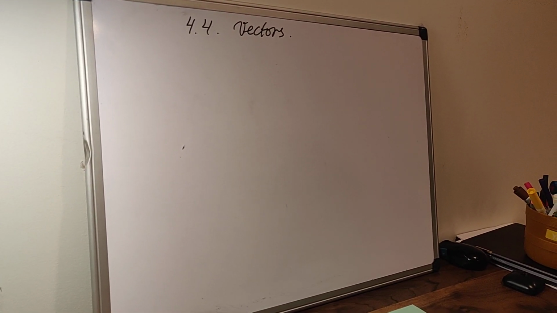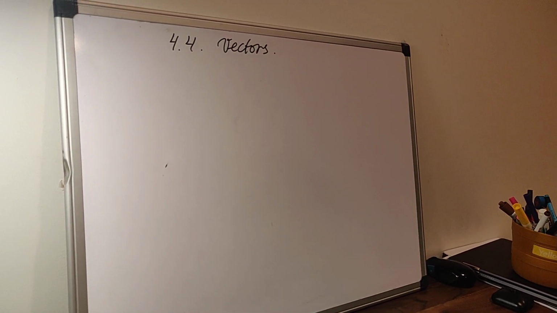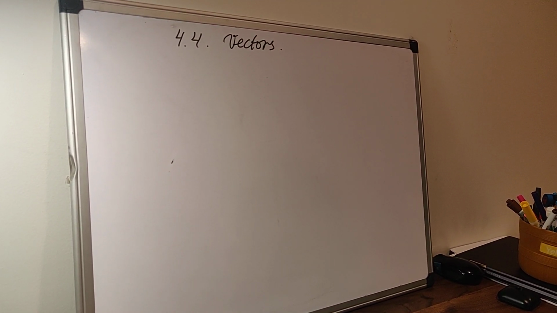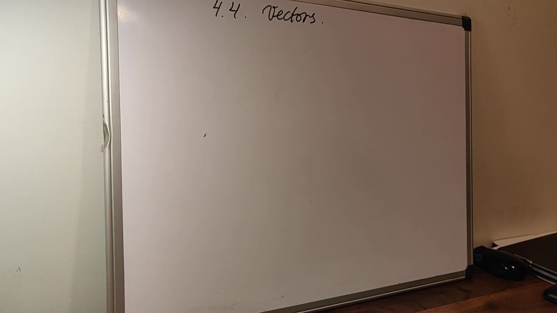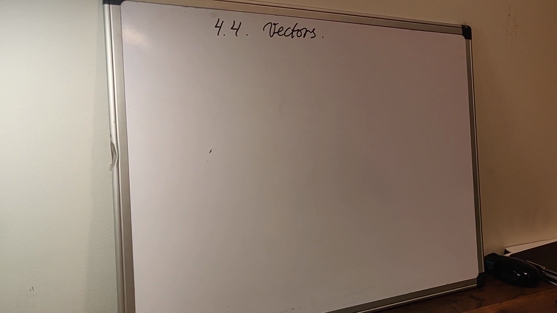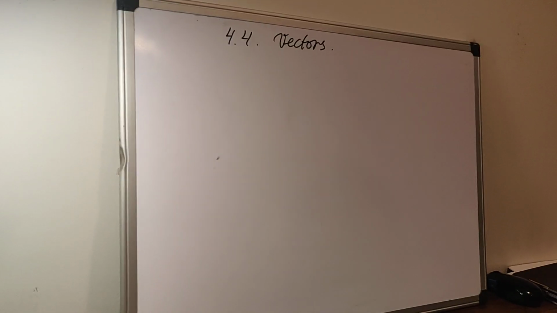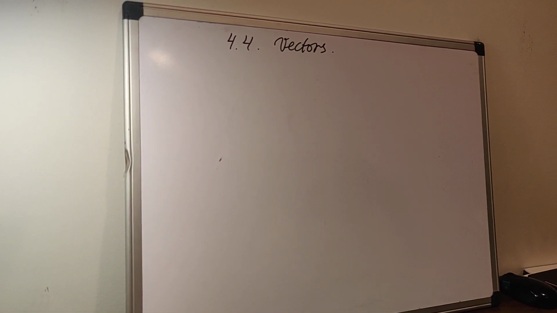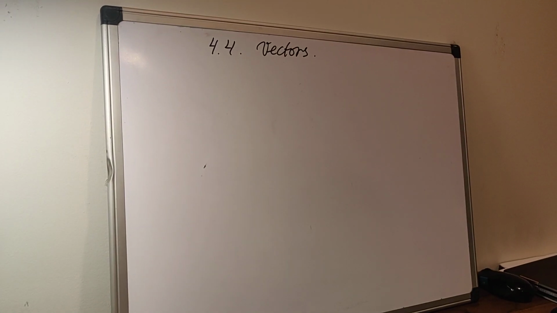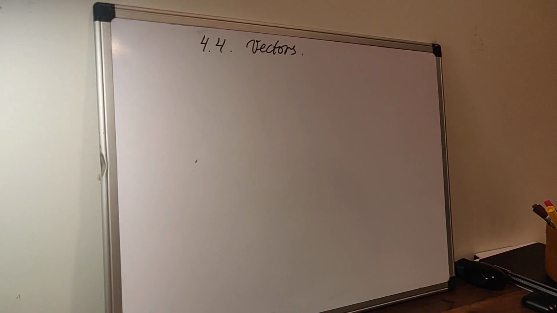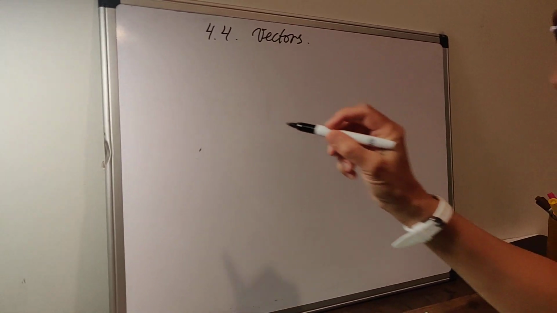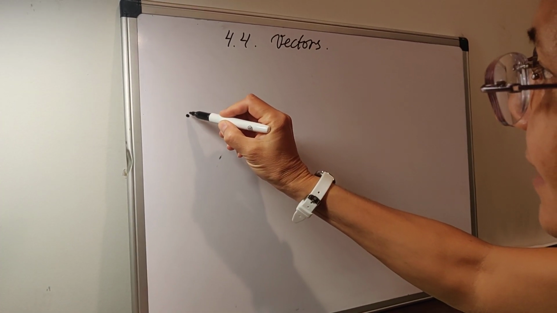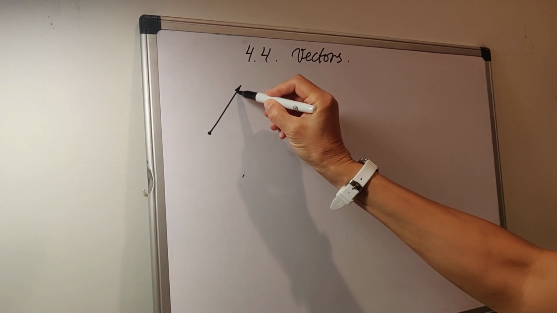4.4 Vectors. A vector is a special number which has magnitude, like 1, 2, 3, 4, 5, and direction. For example, we want to use vectors when we describe forces, or when we describe how the wind is blowing. So it is something for which it's important to have a number and the direction in which this number is applied. We draw vectors as arrows.